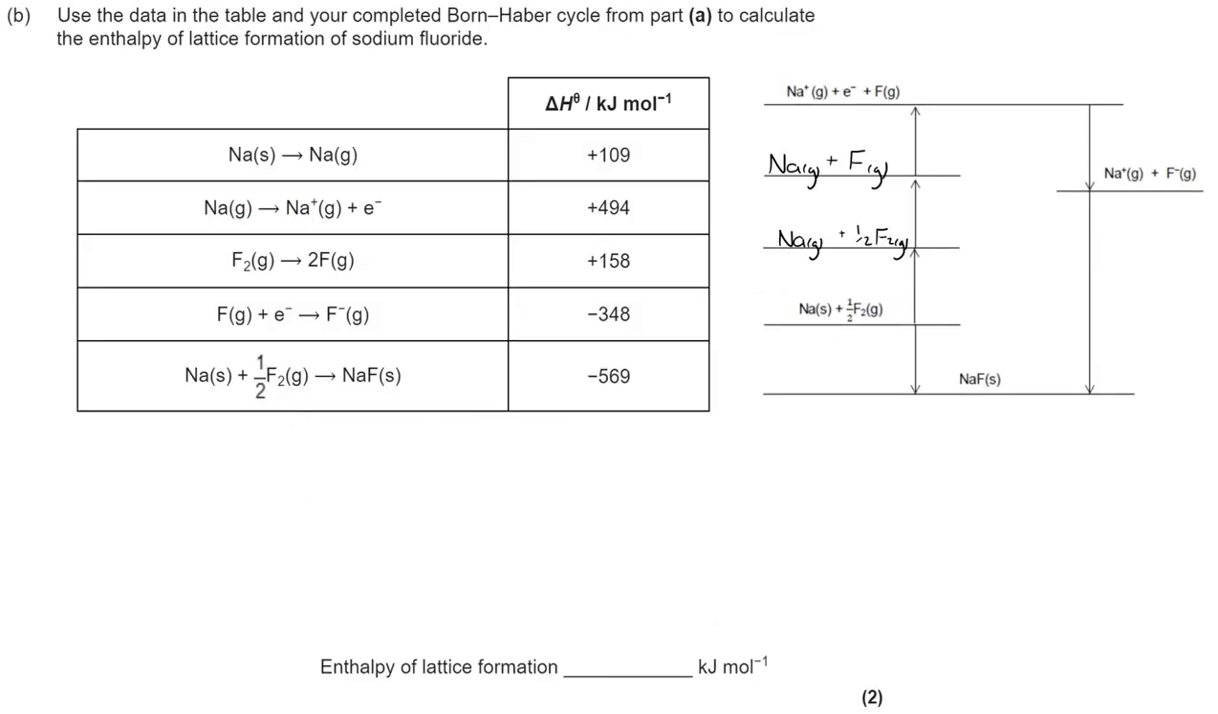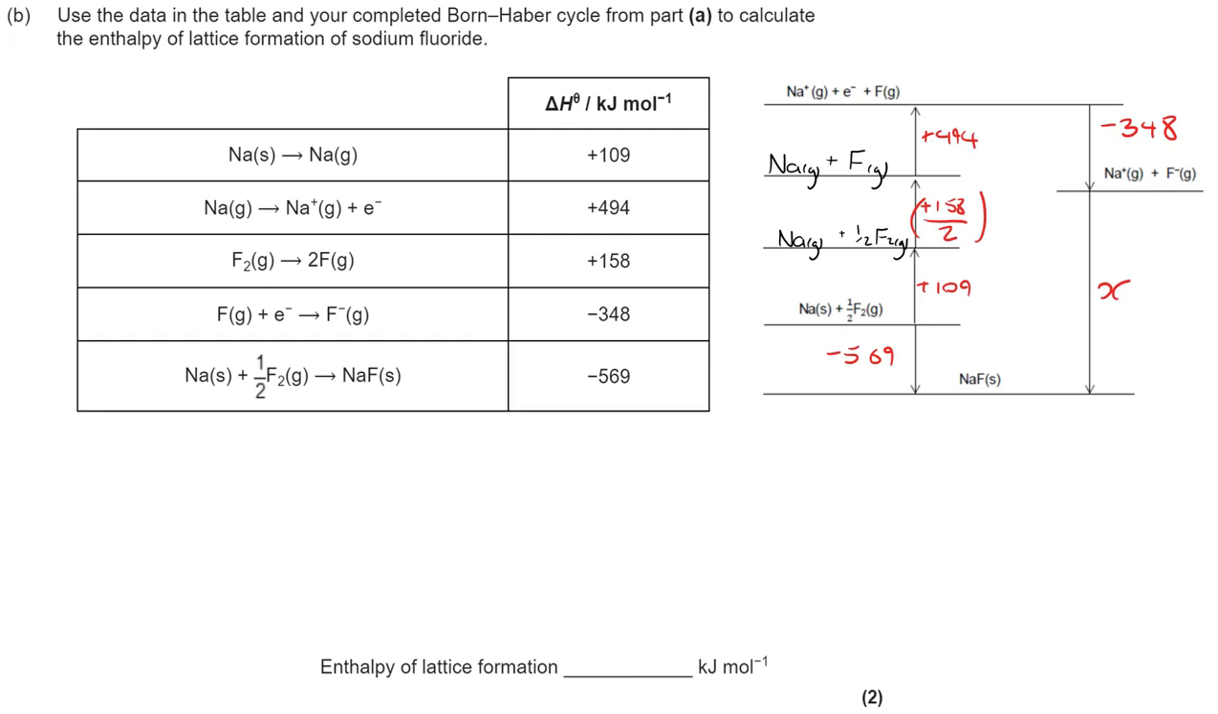Onto the calculation, and I've transferred the cycle over so that I can substitute the figures in from the table. And if you take a look, I've taken them exactly as they are, apart from one, because we've actually been given the bond dissociation enthalpy for F2, which is twice the enthalpy of atomisation of fluorine. That's why I've got plus 158 divided by 2.